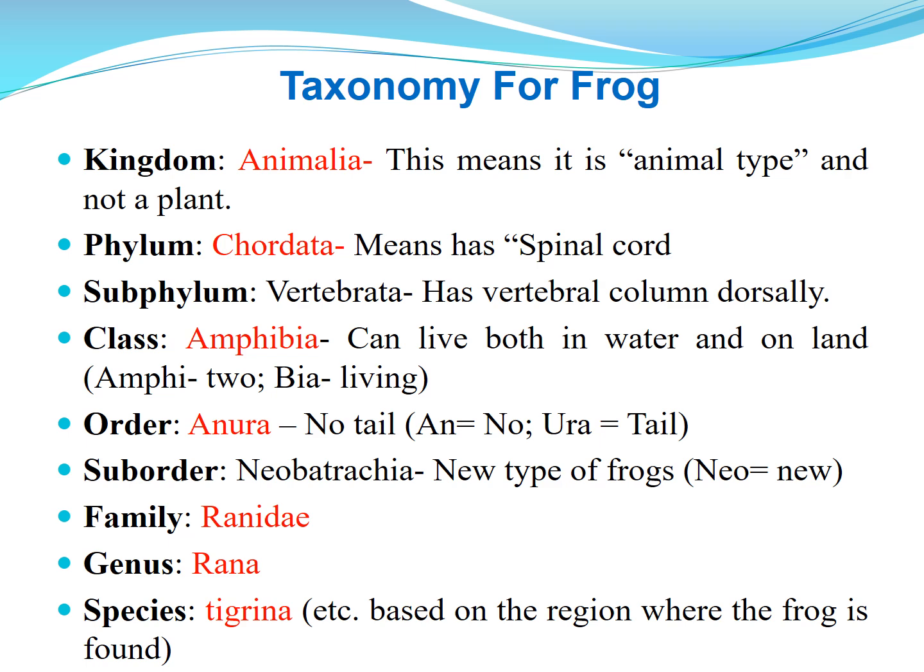For example, taxonomy for animals: take the frog. The systematic position is: kingdom Animalia, phylum Chordata, class Amphibia, order Anura, family Ranidae, genus Rana, species tigrina. This is the indication of the systematic position based on taxonomic principles.